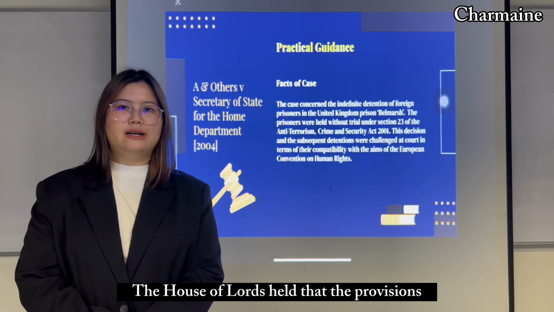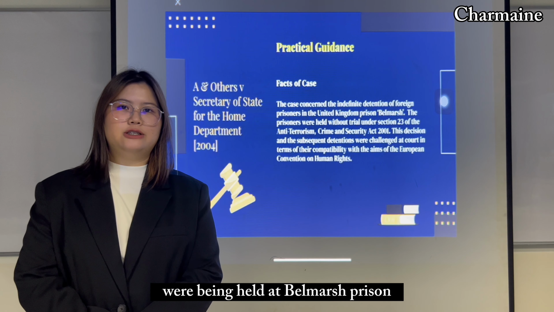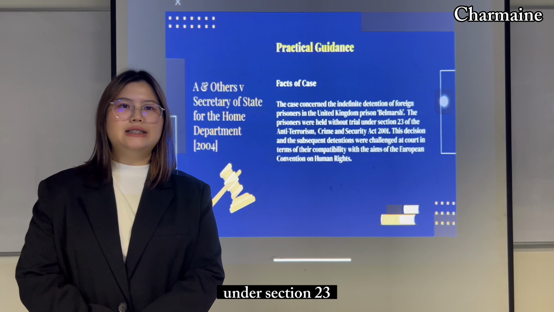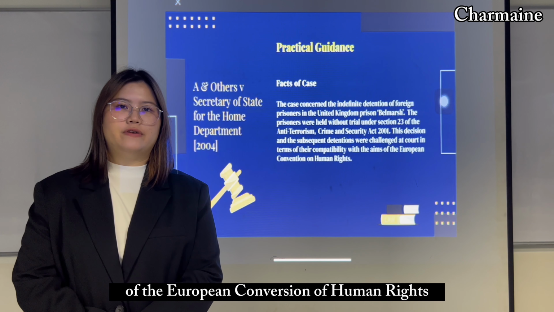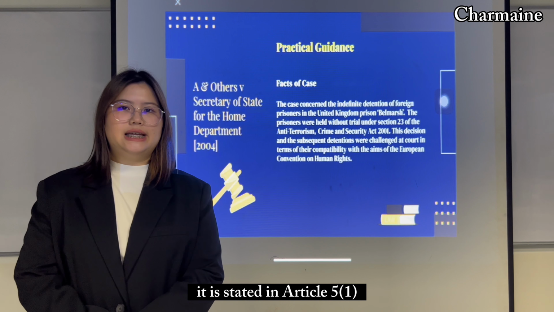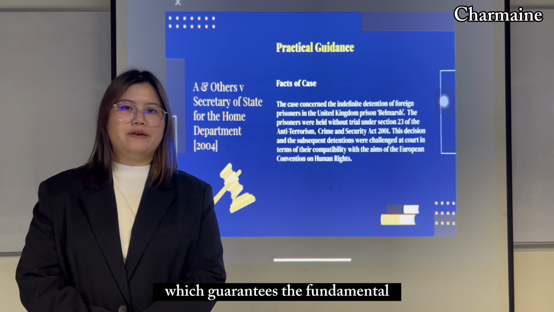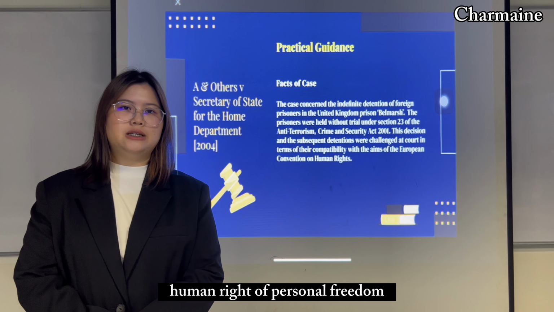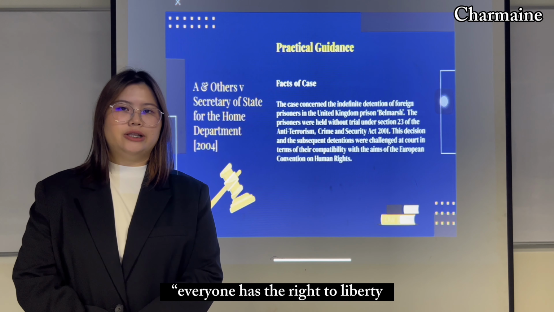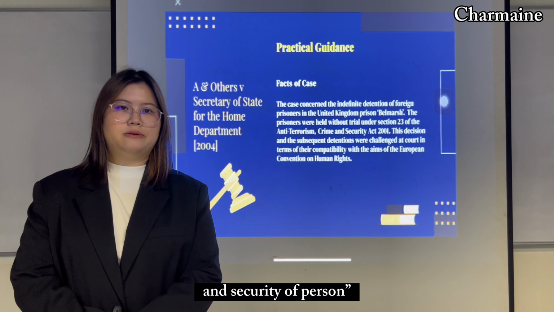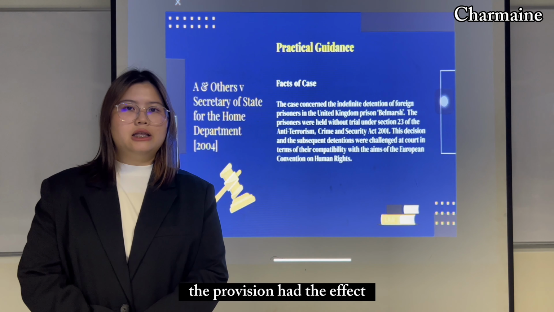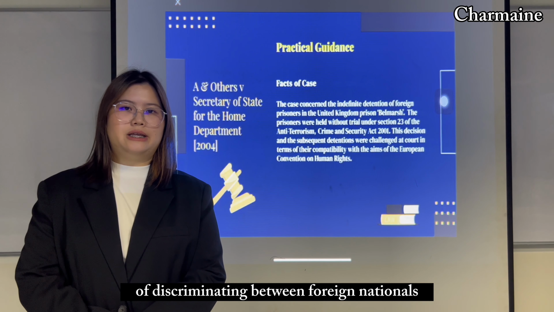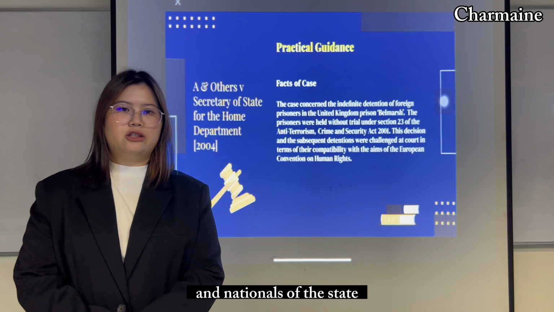The House of Lords held that the provisions under which detainees were being held at Belmarsh Prison under Section 23 were incompatible with Article 5 of the European Convention on Human Rights. It is stated in Article 5 Clause 1, which guarantees the fundamental human right of personal freedom: everyone has the right to liberty and security of person. However, the Home Secretary was not required to release the prisoners. The provision had the effect of discriminating between foreign nationals and nationals of the state.